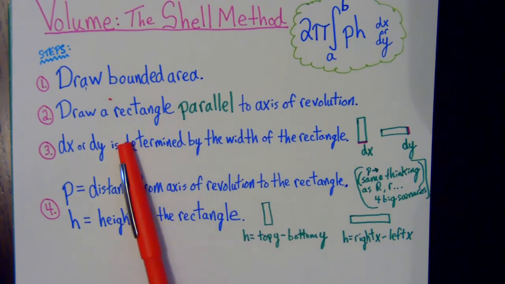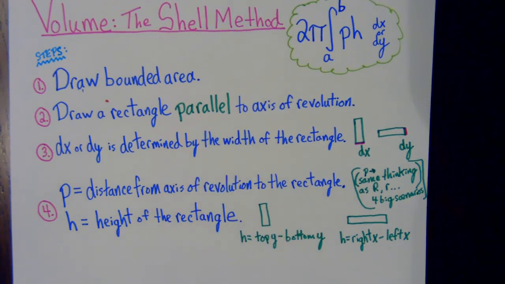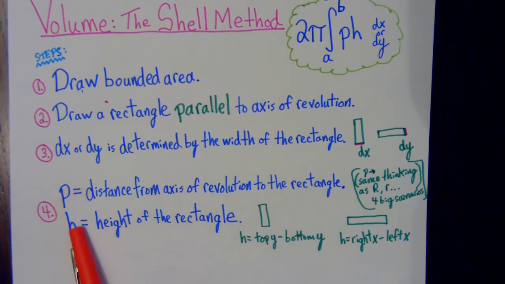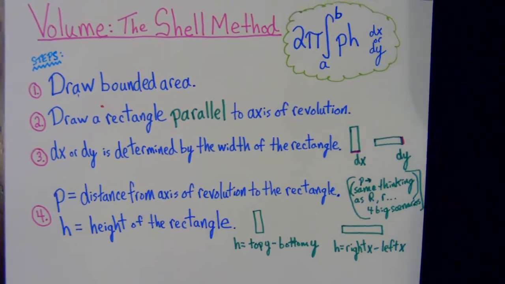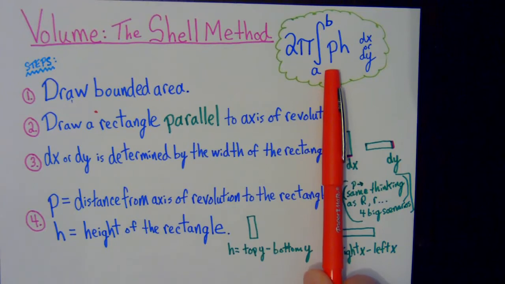So we're going to do the same thing that we did in the disk method, except we're going to go parallel to the axis of revolution. And instead of a capital R and a little r, we got this P and the H in there, okay? And so let me just kind of talk about now where this formula comes from.